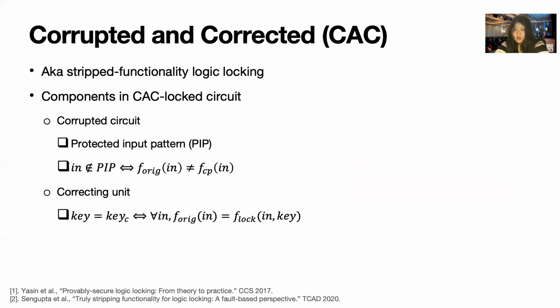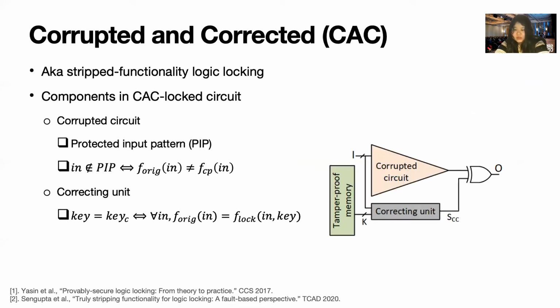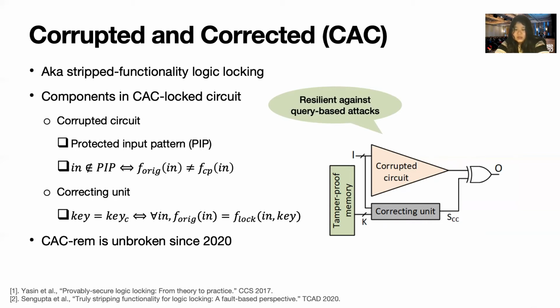Now, I will discuss cryptographic and cracked, known as CAC, or corrupted and corrected functionality logic locking. A circuit protected by CAC usually contains two main components, a corrupted circuit and a correction unit. The corrupted circuit differs only if the input is one of the protected input patterns, which are known as PIPs. Hence, we can get this conditional inequality. Only if the correct key is applied, the correction unit can help to correct the flipped output resulted by the PIPs. The circuit protected by CAC can defend against query-based attacks. CACrem is the technique that has remained unbroken since 2020.